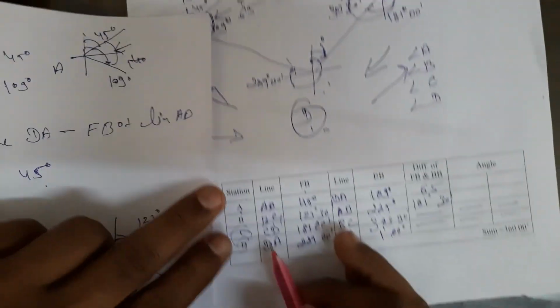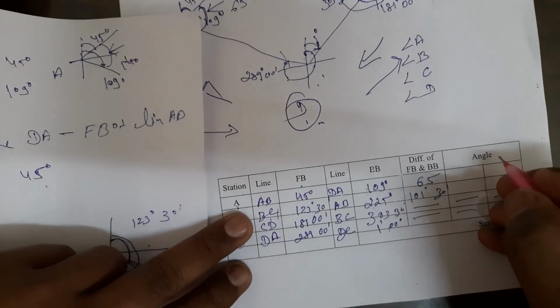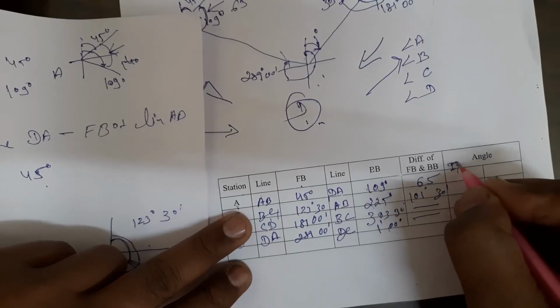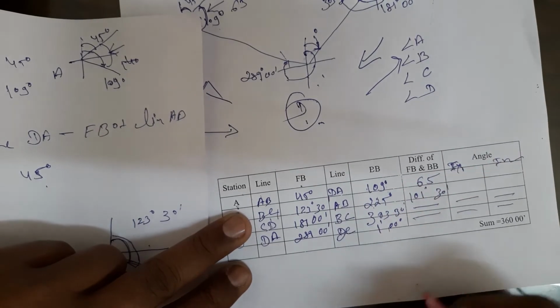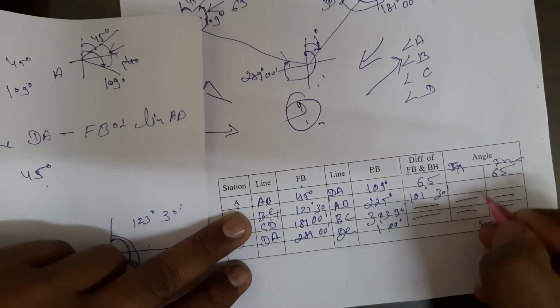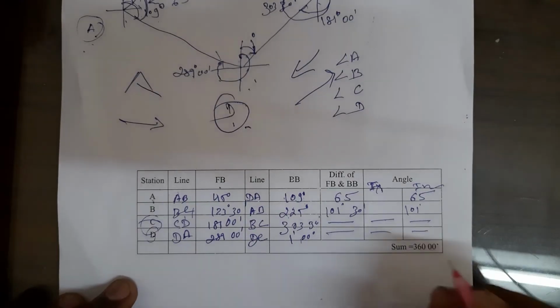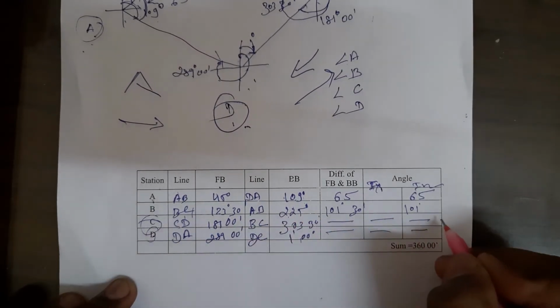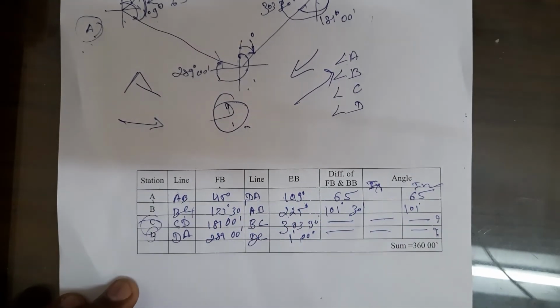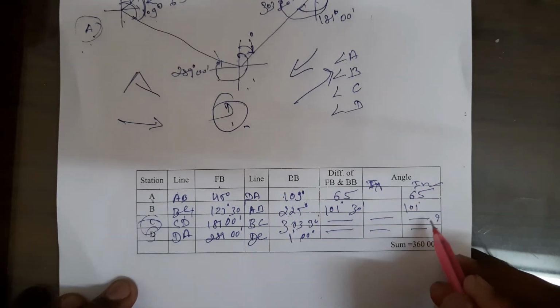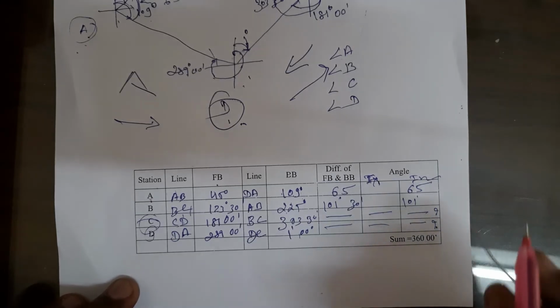So this is your internal angle. Write here, this is the exterior angle and this is the interior angle. So 65 and 101 degree. After calculating angle C and angle B, you need to check whether these angles are correct or not.